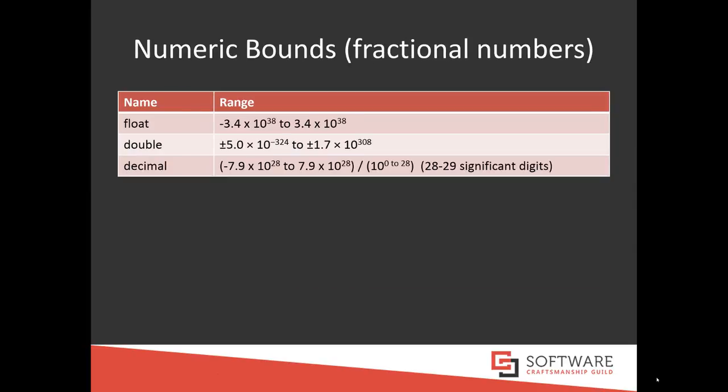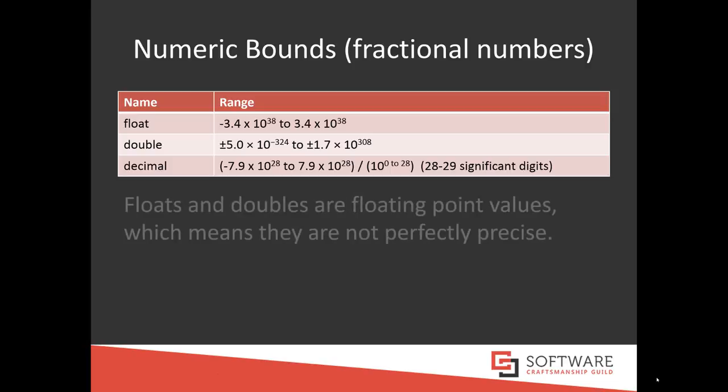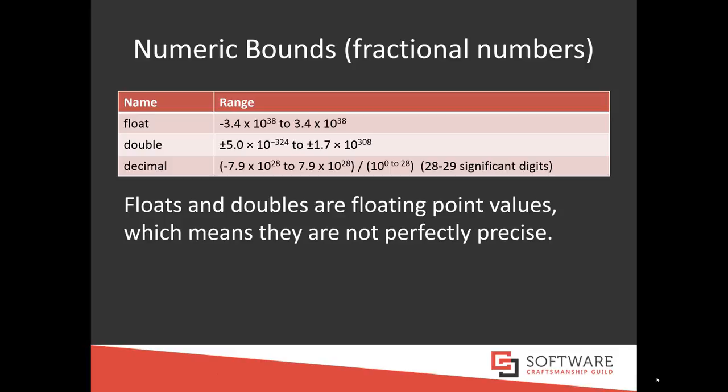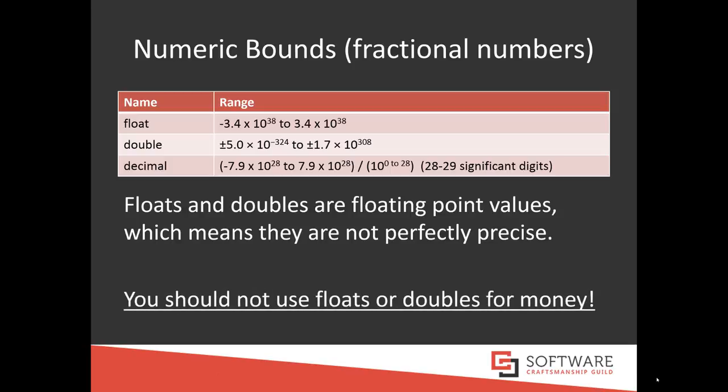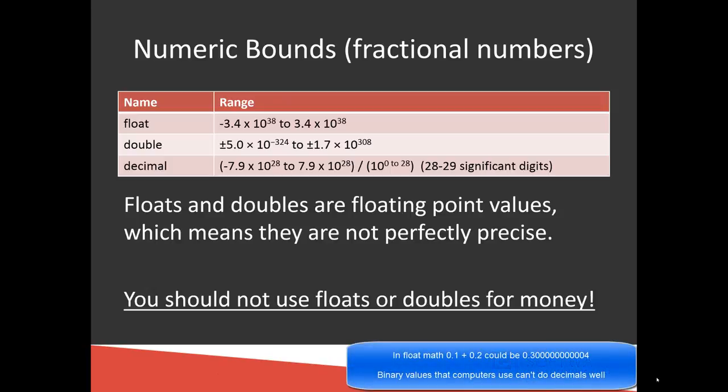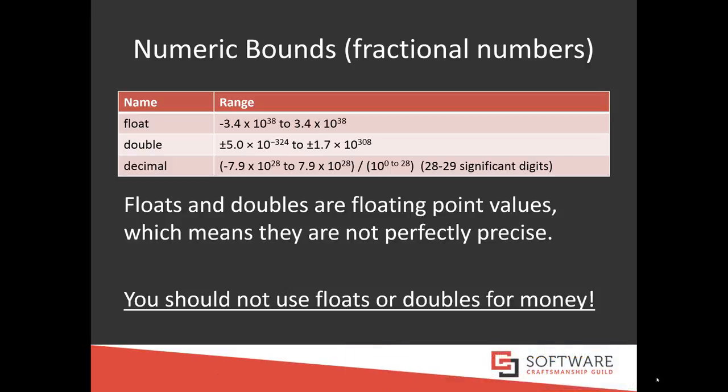We can also represent fractional numbers in our code. There's 3 types for doing this: the float, the double, which is bigger than a float, and the decimal. All of these types can hold very large numbers, but floats and doubles are what we call floating point values, and this means they're not perfectly precise. And if you go take a computer science class, they'll explain to you why this is. But basically, it's very hard in binary to represent decimal values. So floats and doubles, very fast at math, great for scientific calculations, but you should not use floats or doubles for money, because if you have many steps in a financial calculation where rounding might occur, these imprecise values can cause rounding errors, which in the finance world is unforgivable. So always use a decimal if you are representing money.